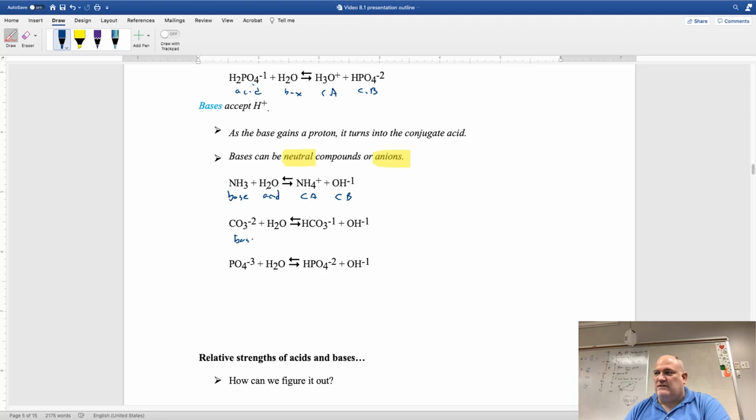Now, what does it do with hydrogen, with the water? Well, it grabs a hydrogen off of it and becomes HCO3 minus. So this is going to be its conjugate acid, and this is going to be the base. This now is the acid. Again, weird to have water as an acid.